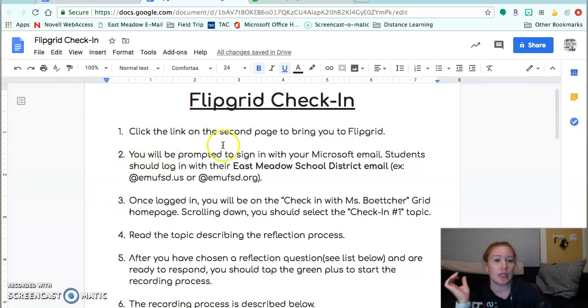So it says click on the link on the second page, which I'll scroll down to in a minute. It says you'll be prompted to sign in with your Microsoft email. Students should log in using their East Meadow School District email. Your Microsoft email is the .us one, but if I did it right, I think I authorized your .org also, so both of them should work. But if you try with your Google one and it's not working, then the Microsoft one definitely will.